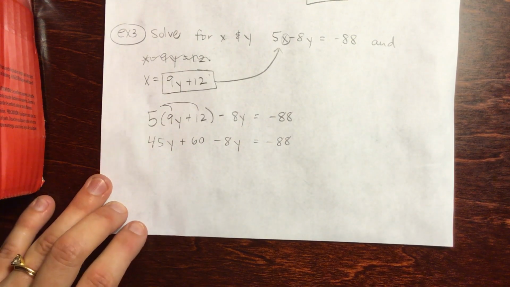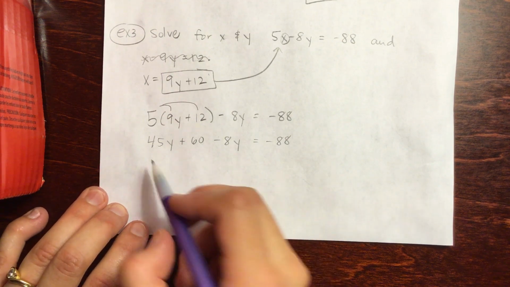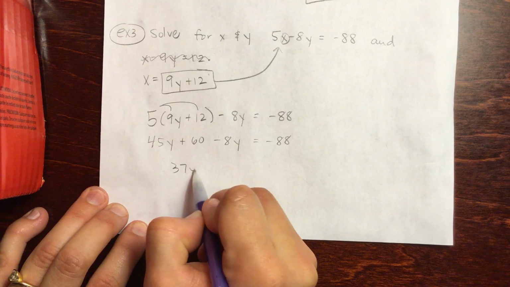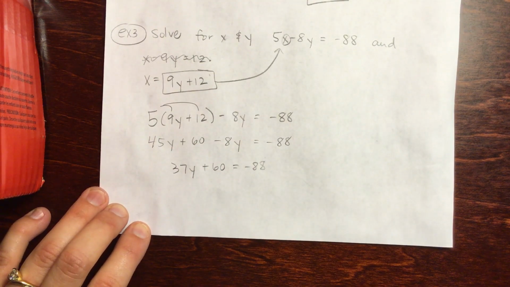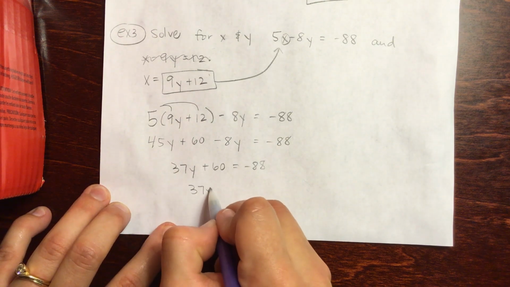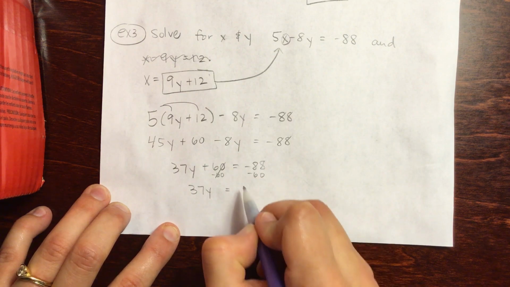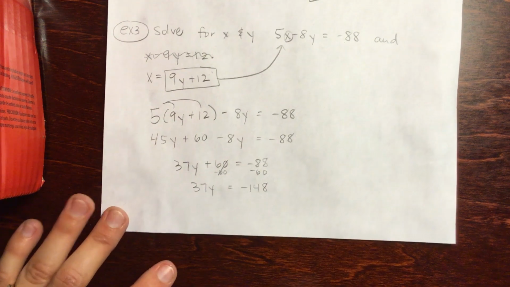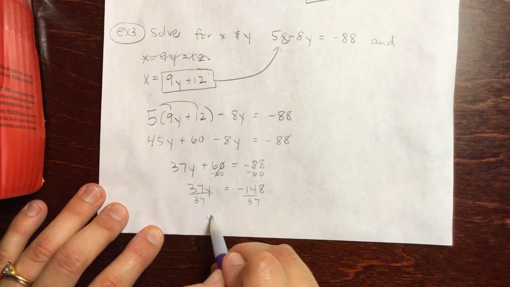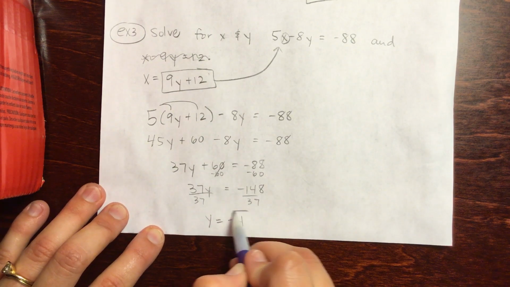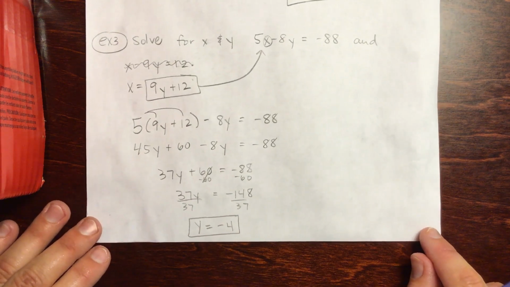Combine like terms. 45 minus 8, they're both on the same side of the equal sign, so if I just add the 45 and the minus 8 together, subtract your 60 over to the other side. And then divide by 37. And you should get that y equals -4. So all those big messy numbers give us a nice, decent, small number.